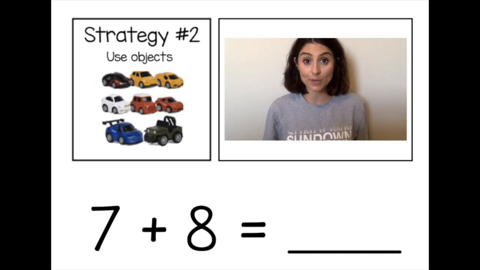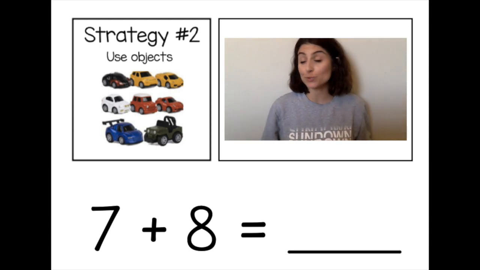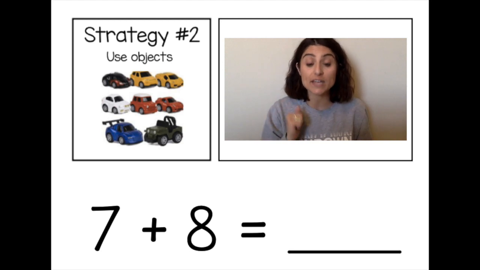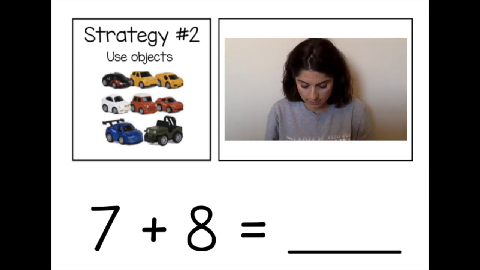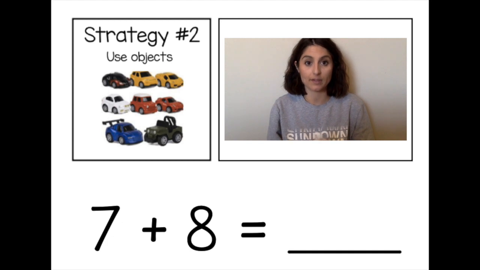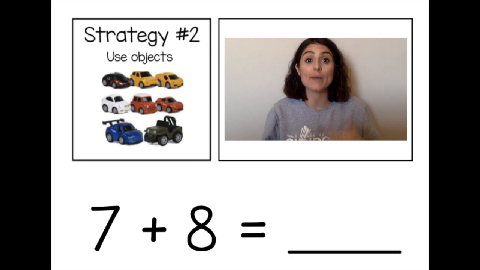All right, our next equation shows 7 plus 8 equals, so let's write that down. All right, now since we're using objects, let's do that same thing again. What's the first number that we have? 7, so grab 7 objects. All right, and then what's the second partner? 8, so grab another 8.